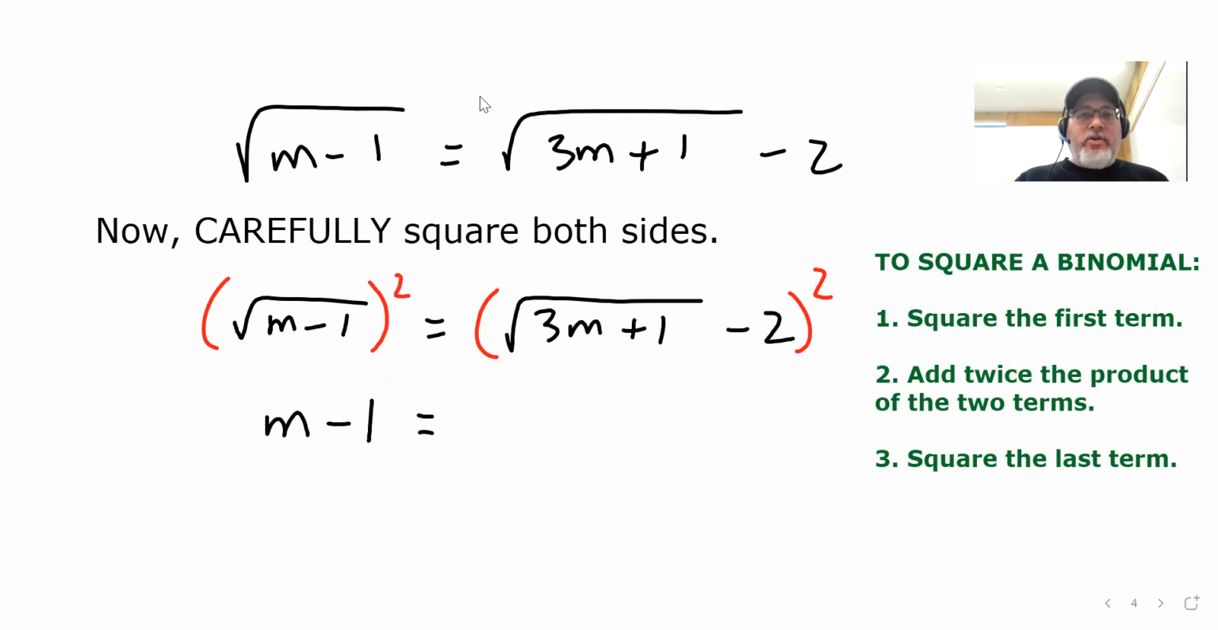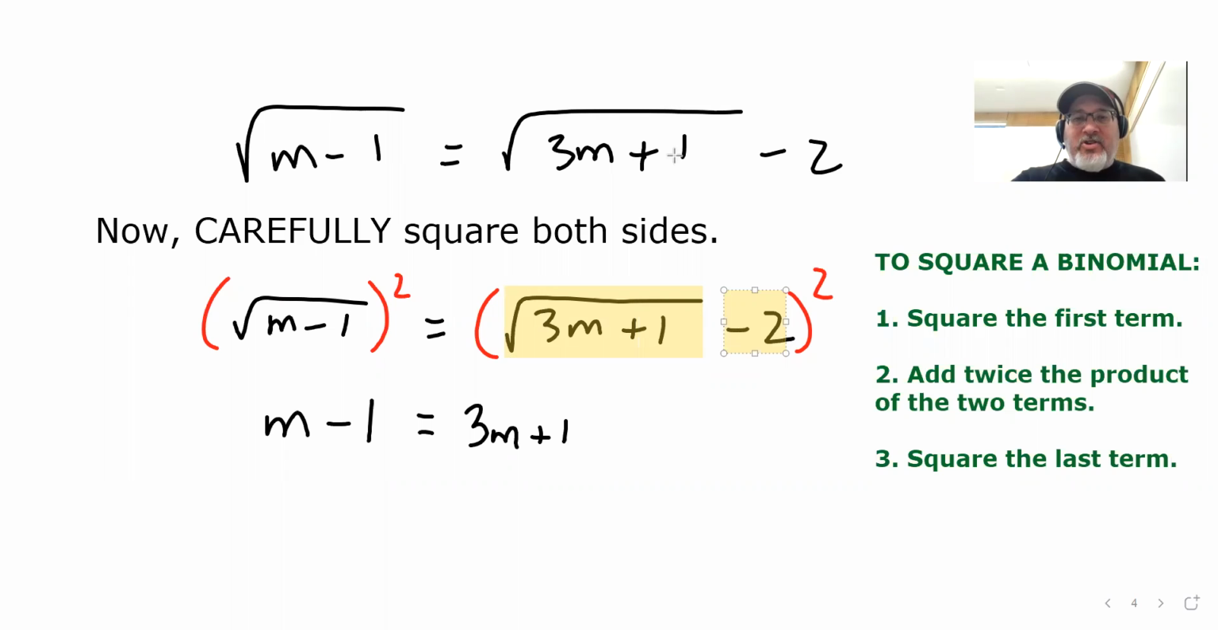Okay, so to square this ugly looking binomial, because half of it is a square root, we start by squaring the first term. That's pretty easy. When you square the square root, it cancels the square root and you're left with 3m plus 1. Next, you add twice the product of the two terms. So I have to think about multiplying these. Now I'm thinking about multiplying them and then doubling the result.